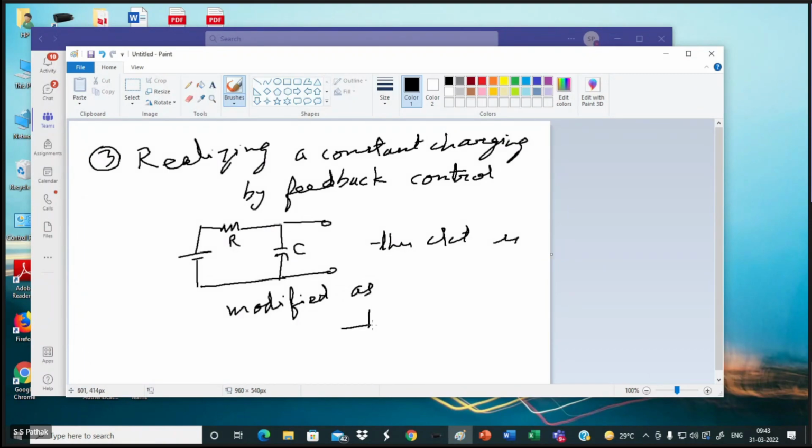This is my voltage source V. This is my current R. This is my capacitor C. I want to get the voltage across this C. Instead of getting the voltage across the C, I am putting a source here by feedback. This voltage has come from the feedback arrangement.